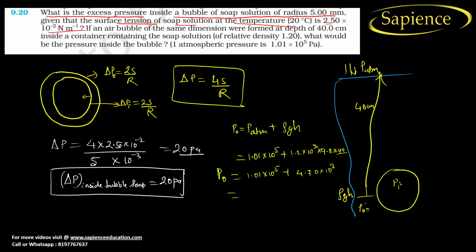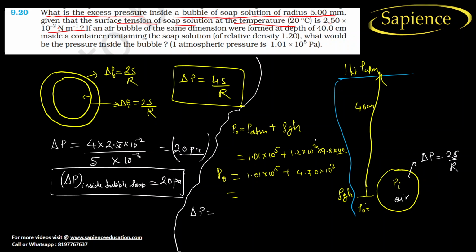Now we also need to find the excess pressure inside the bubble. Since this bubble has only one layer of contact, the excess pressure is equal to 2s by r. We can't give 4s by r here. Why? Because there is only one layer, the air, which is in contact with the layer. So how will you find the excess pressure? We have got the value of 4s by r as 20 Pascal, but this is a totally different case, so you should make it separately.